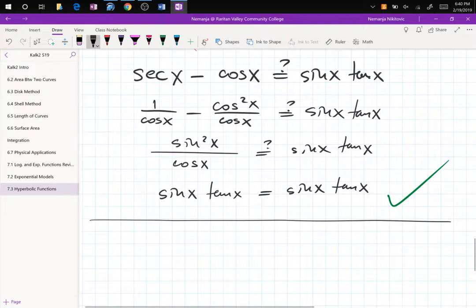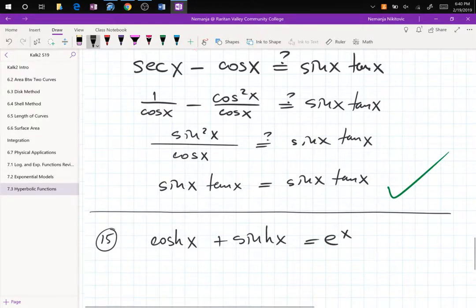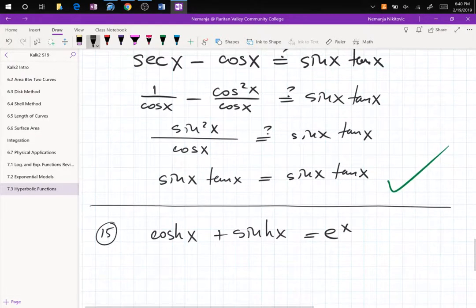Let's go with problem 15 because we can. Let's redeem ourselves. Cosine hyperbolic x plus sine hyperbolic x is equal to e to the x. Did you say I'm gonna go ahead with the prediction? It's not true. I had a 50-50 chance. That's true, actually. 50-50 chance.